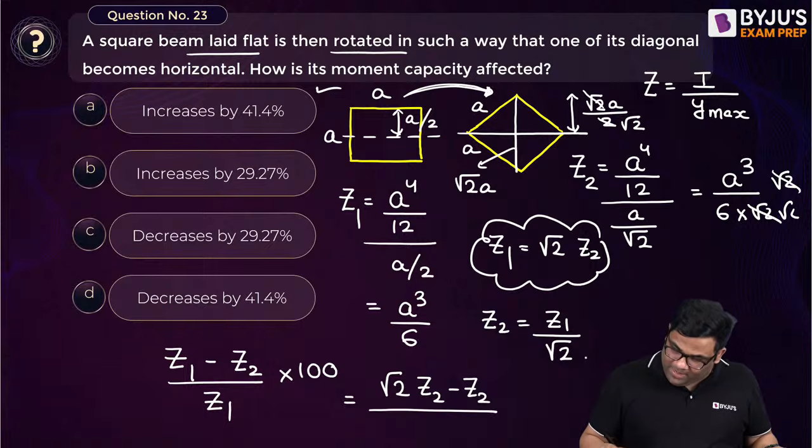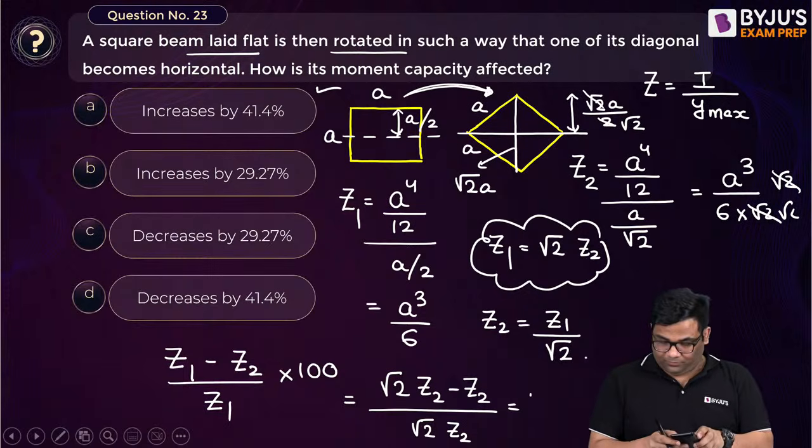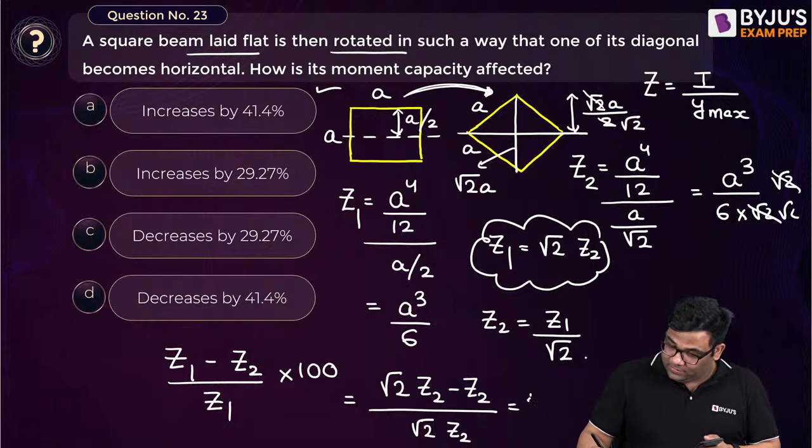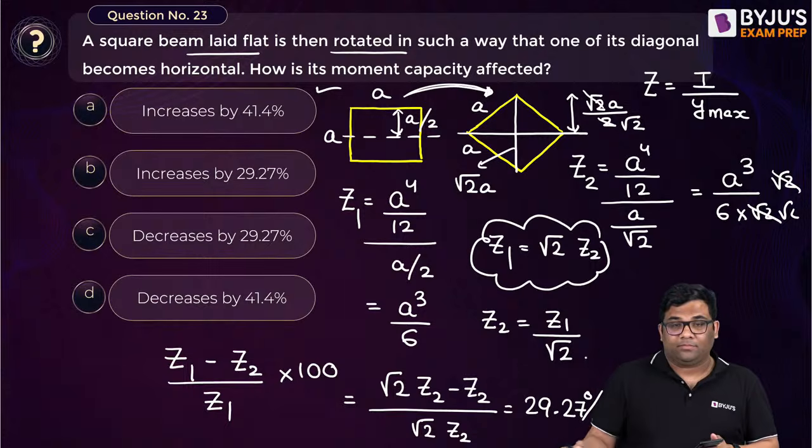You have to compare with Z1 only, right? Compare with Z1 only. It is also root 2 Z2. How much are you getting for this value? I'm getting 29.27%, right? Are you getting the same? Okay.